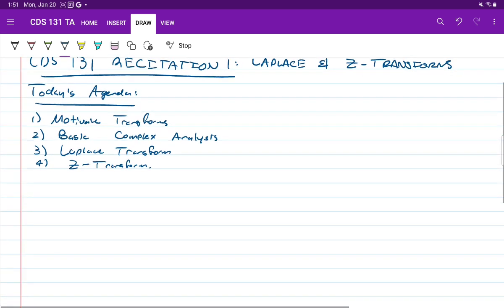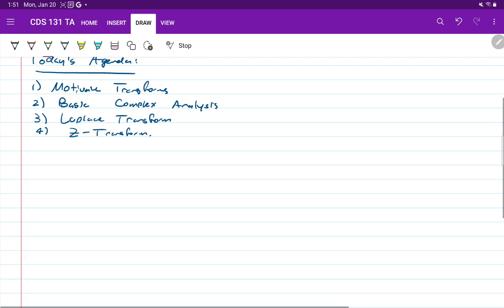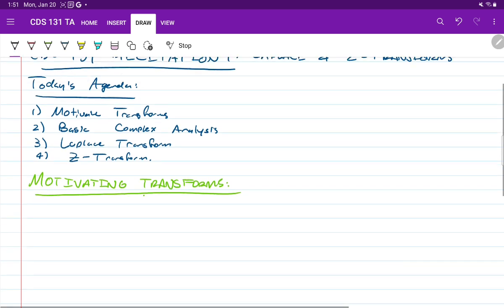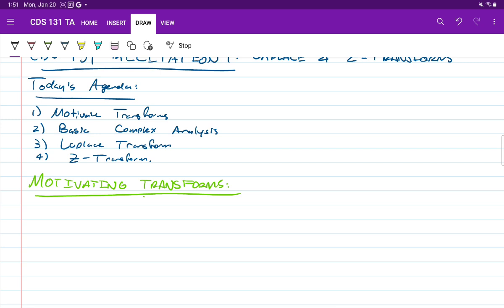All right, so let's get started with point 1, which is motivating these transforms. And again, I already talked about this a little bit at the end of last lecture. Okay, so what's the point of doing Laplace and Z transforms, right? Why isn't what we already have good enough?